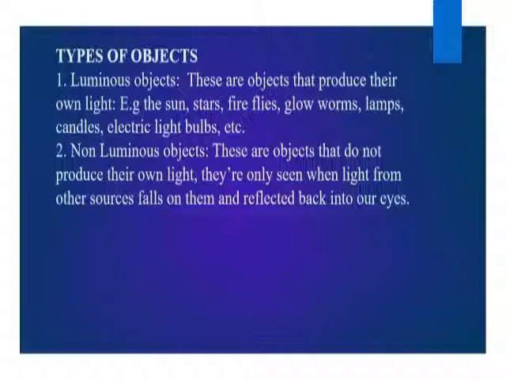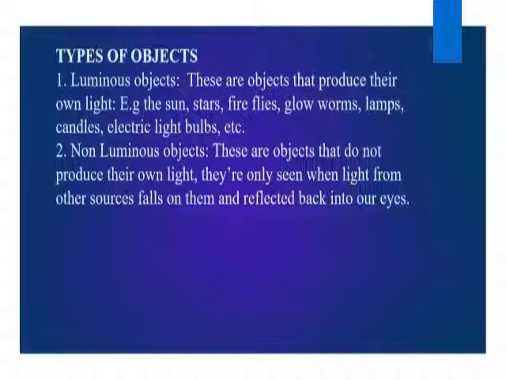Okay, we have different types of objects. First, we start with the luminous objects. Luminous objects are those that produce their own light, which means they do not depend on any other source for their own light. Examples are the sun, the stars, fireflies, glowworms, lamps, etc. These objects I just named are objects that come with their own light. They don't need any other source to produce light for them.